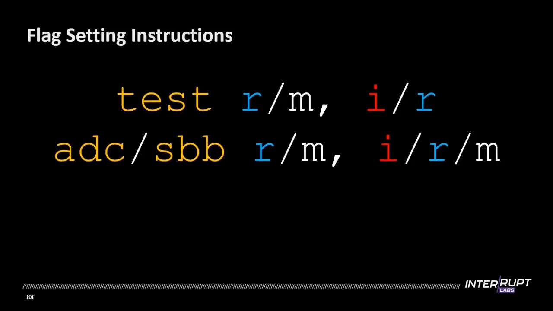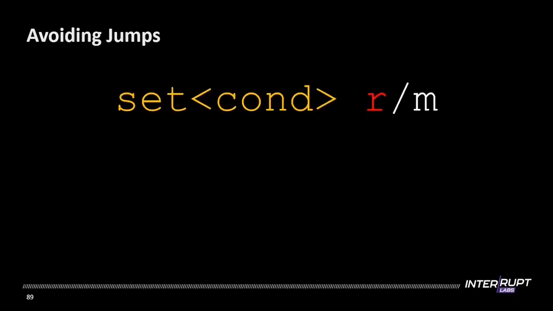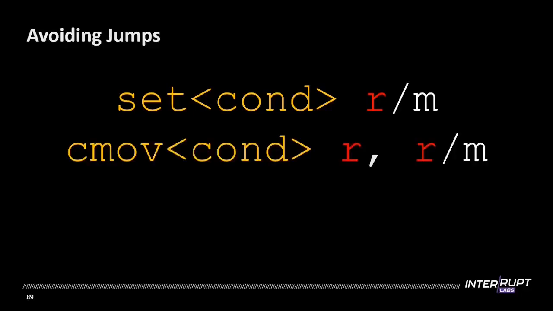You'll notice that there's no conditional comparison, but x86-64 does have a couple of instructions that help with avoiding jumps. So the first of these is SET, which can be followed by any of the same conditions as jump. The operand, which is an 8-bit register or memory location, is set to 1 if the condition is met, or 0 if it's not. And there's also CMOVE, which again accepts any of the conditions and only performs the move if the condition is met.